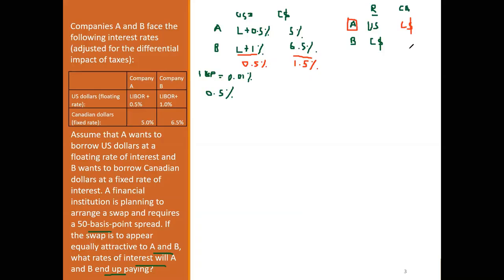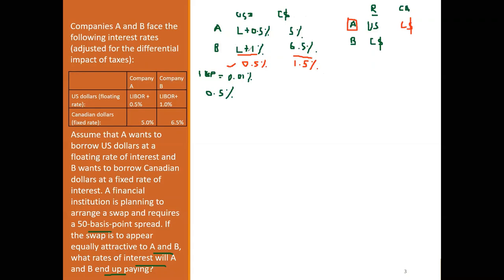And if you look at B, that would be the other way. So that is for B. B is paying 0.5% more in the US dollar market, but B is paying 1.5% more in the Canadian dollar market. So if that is the case, B is better off in the US dollar market.